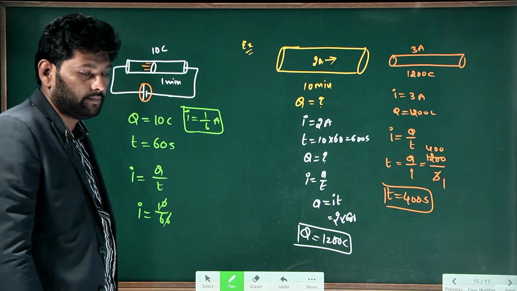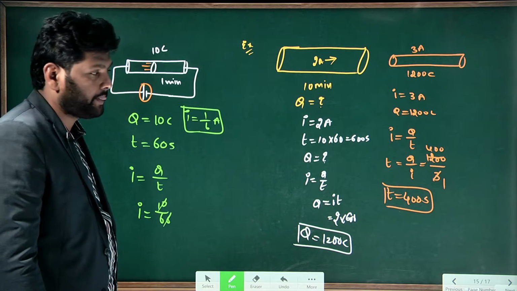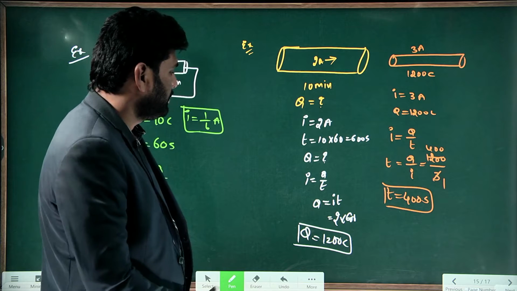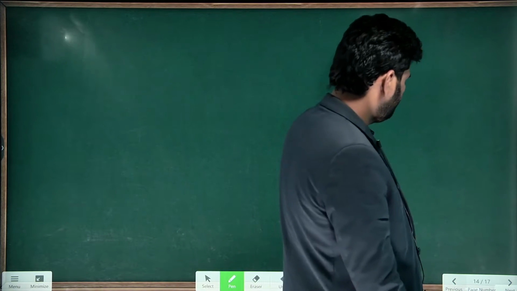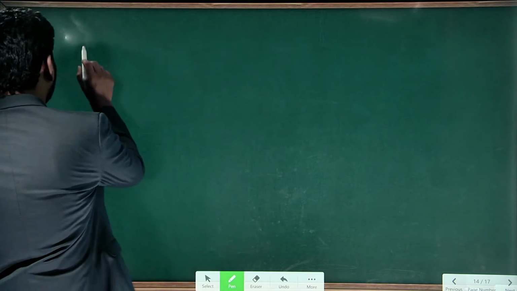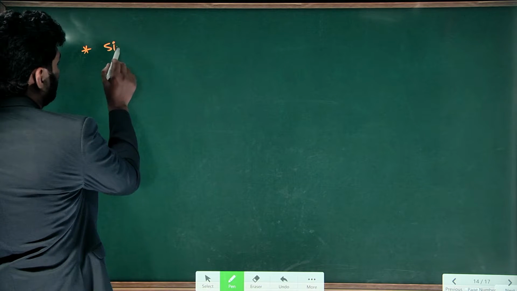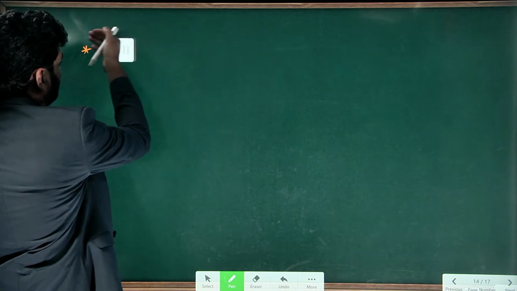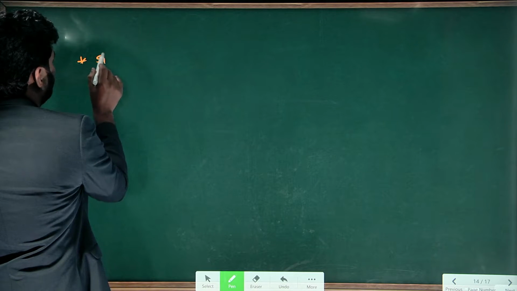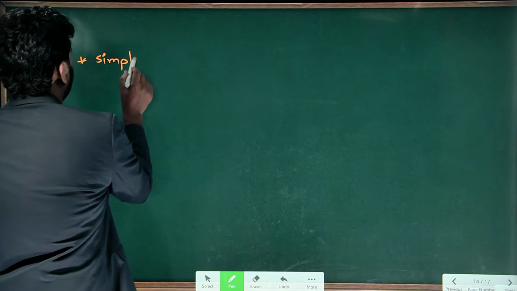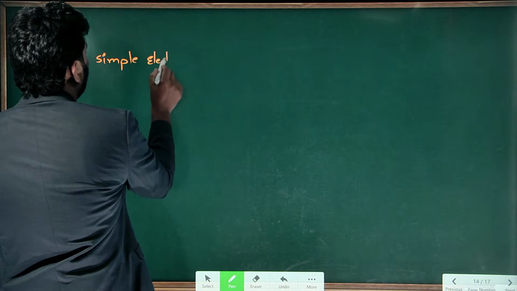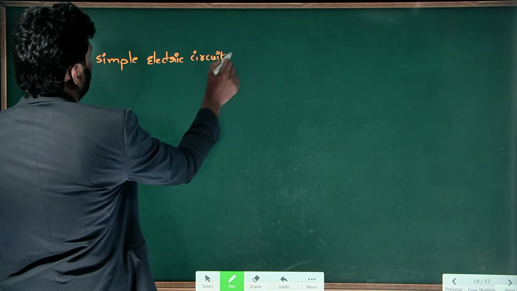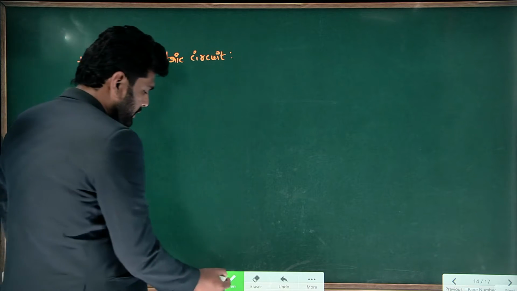Okay, sir. Next, simple circuit. Next one is what? Keep a side heading: simple electric circuit. What is this simple electric circuit?